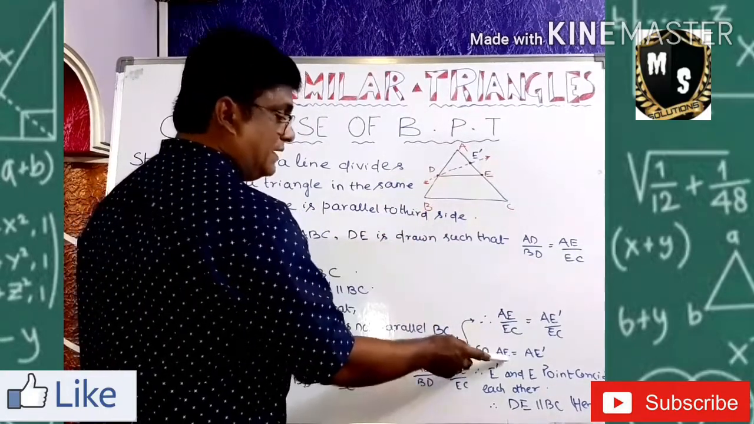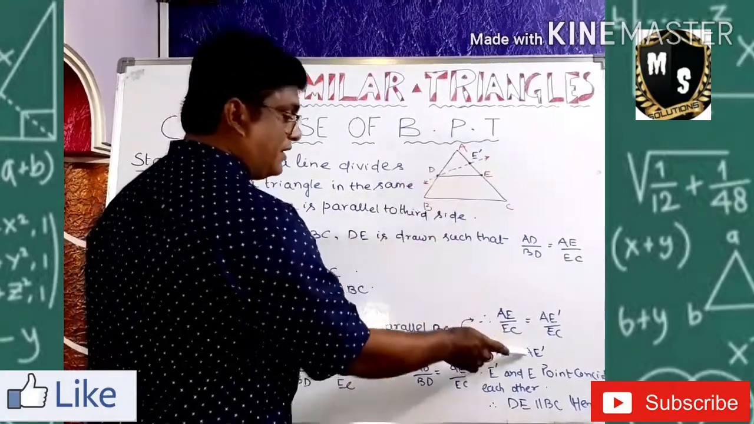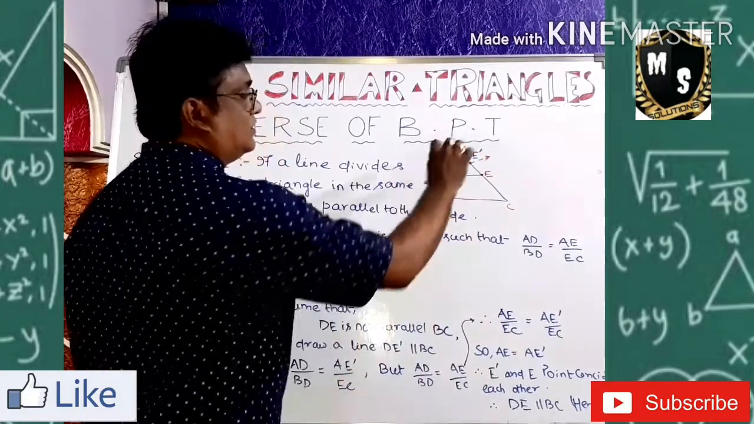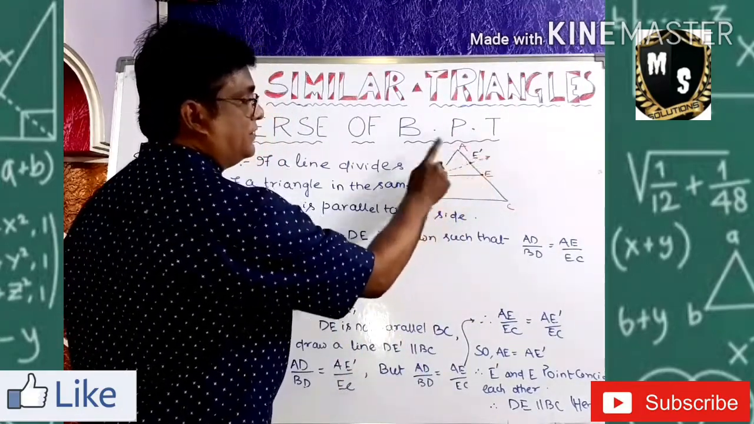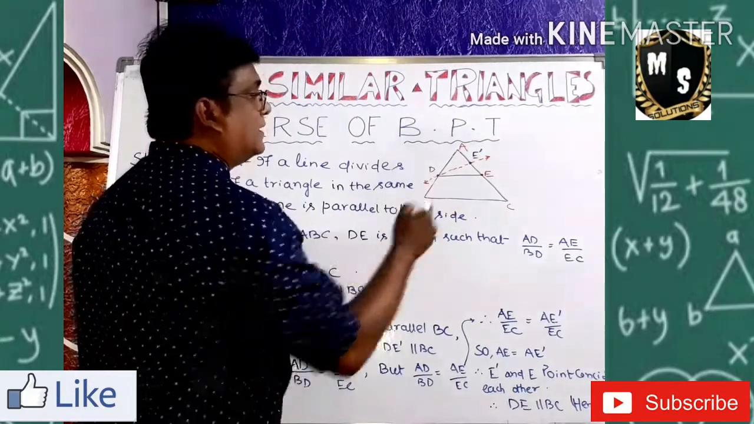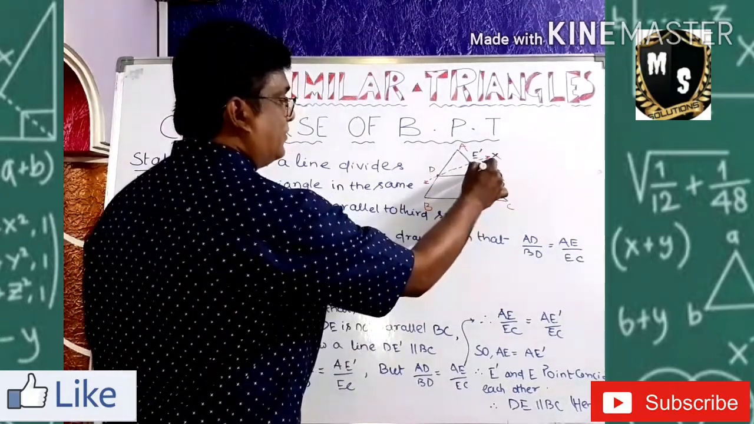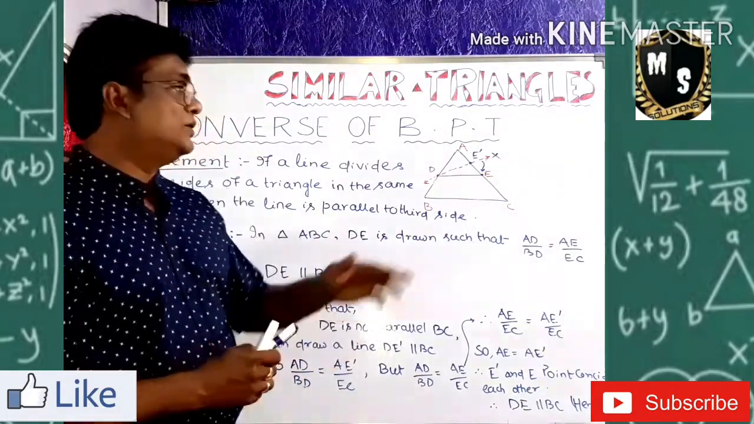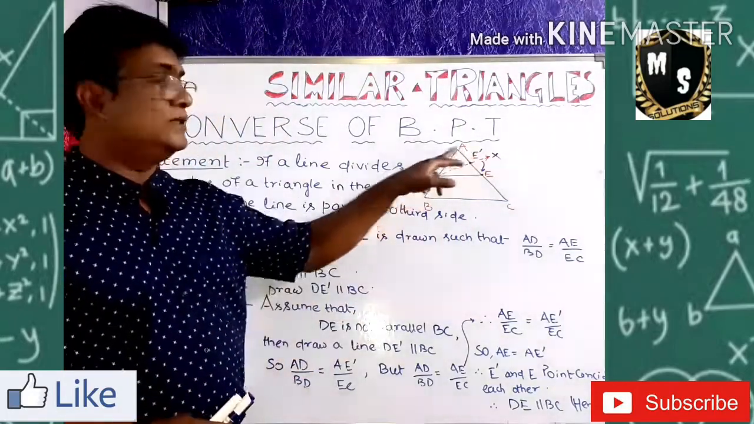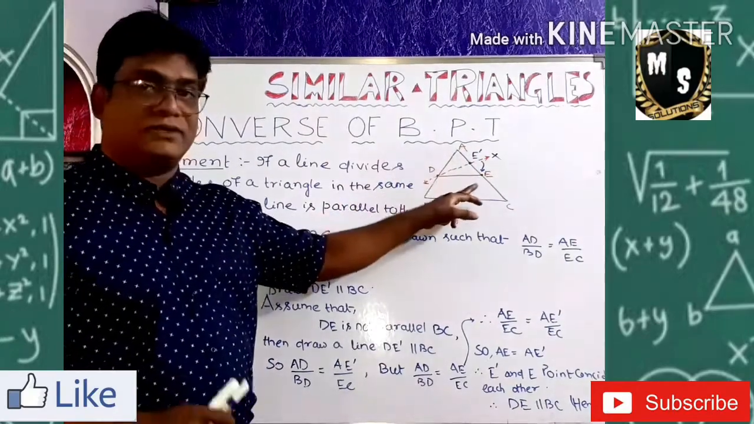That means this E dash point is coming to E. For that reason, AE became AE dash, so this one became this one, the same. That means there is no E dash point here. So this E dash point is now going to coincide with E. So there is no line DE dash. So what is the line? DE. That is the line.